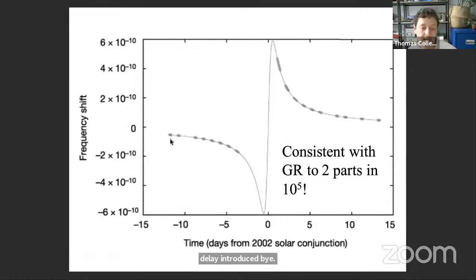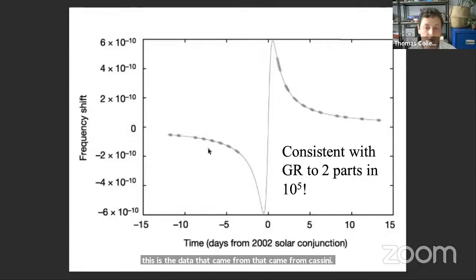And this is the data that came from Cassini. The gray boxes on here are the measurements, and the gray line on here is not a fit to the data.